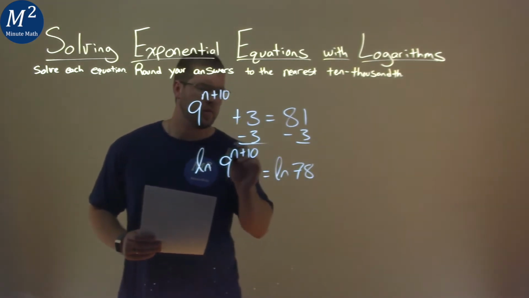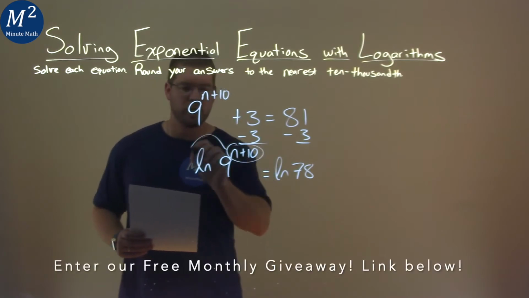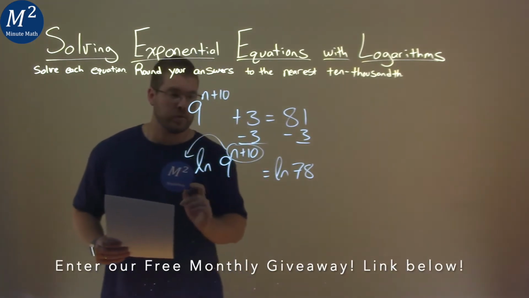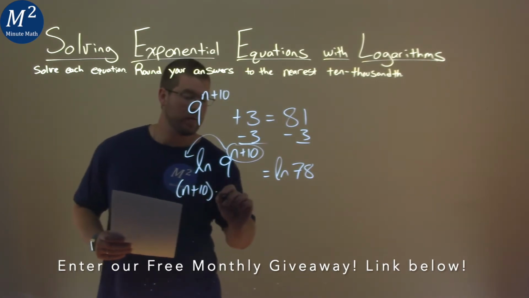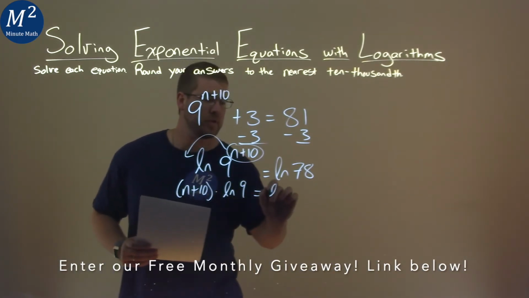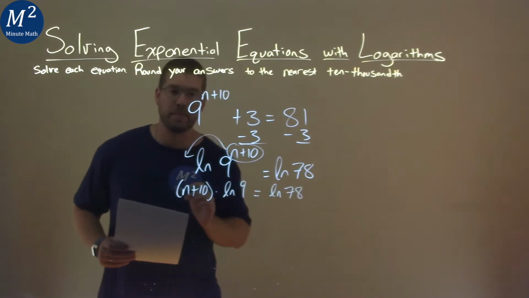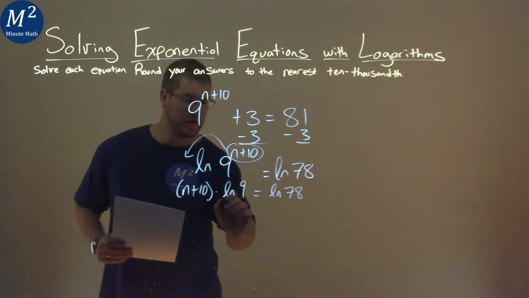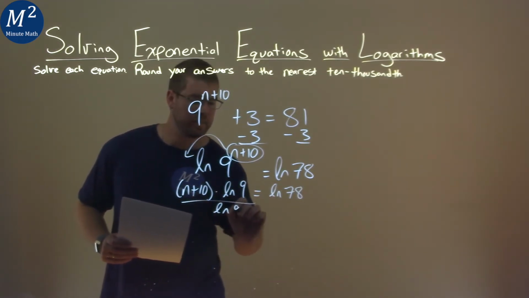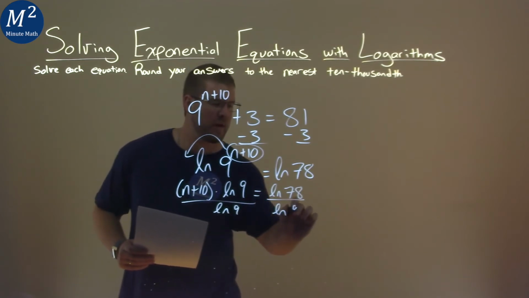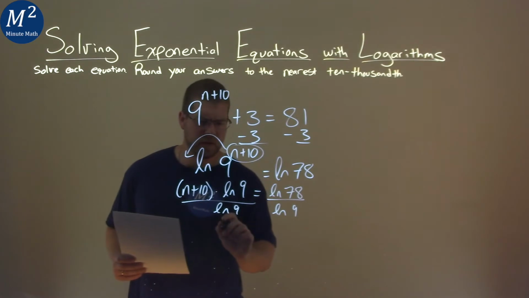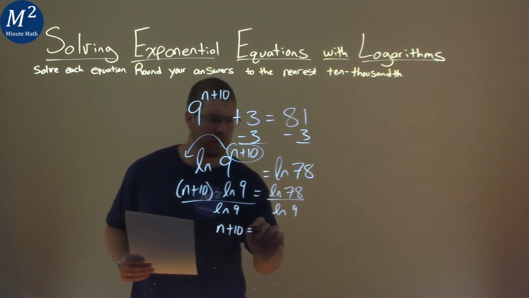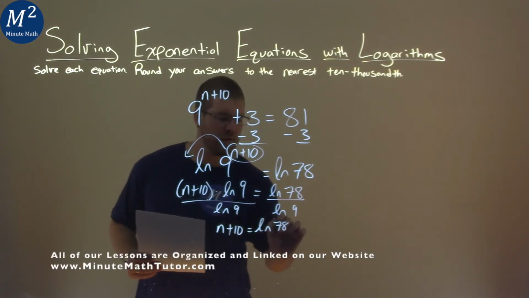Now we're allowed to take the natural log of both sides of the equal sign here. In doing so, that causes this exponent that we can bring it out front with multiplication. So we have n plus 10 now multiplied by natural log of 9, and it's equal to natural log of 78. I can divide both sides by natural log of 9, as so. And I'm actually going to leave that on the right-hand side there. So we have n plus 10 here equals natural log of 78 over natural log of 9.